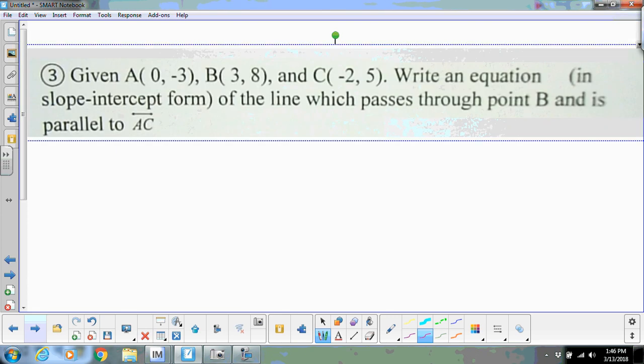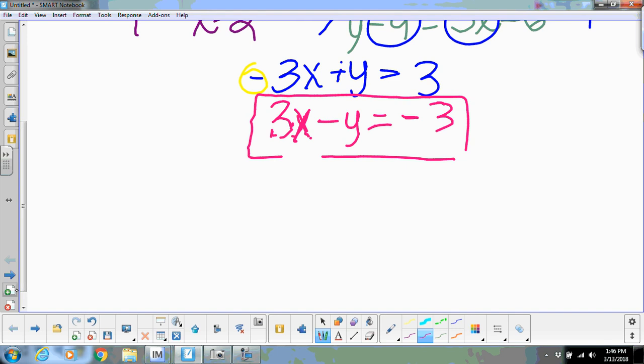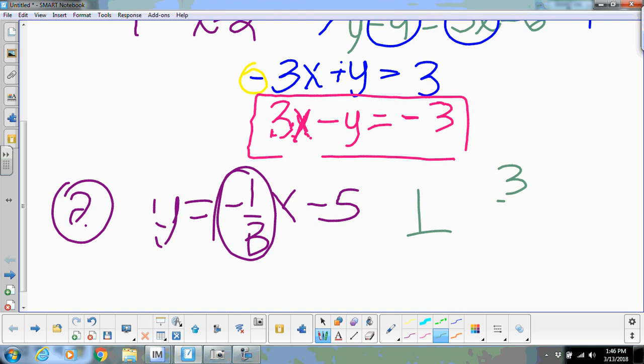All right, real quick, on problem number 2, it does say perpendicular. It's not one of the ones I'm going to work out, but on problem number 2, you were given your equation was negative 1/3 x minus 5. So your slope right now is negative 1/3. So when you do the perpendicular, you're going to use positive 3 over 1. So that's how you'll set up problem number 2.